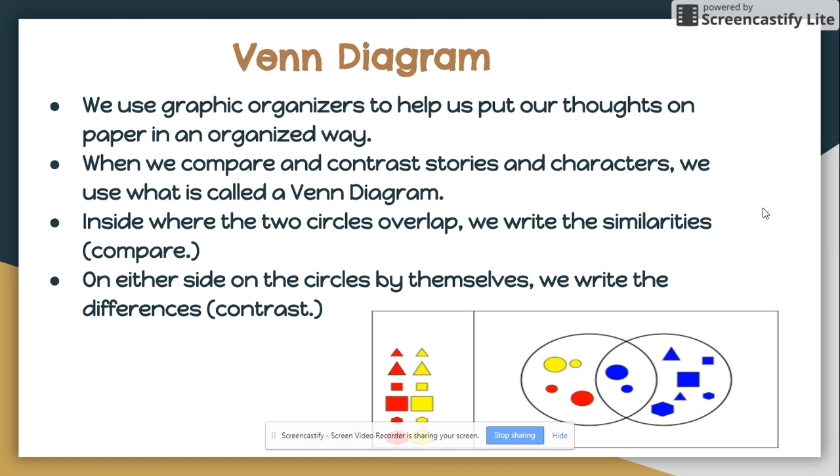Now, our next vocabulary term is called a Venn diagram. And it's basically just a really fancy way of saying that we're going to use a graphic organizer to help us put our thoughts on paper in an organized way. When we compare and contrast stories and characters, we use this type of diagram. It's not so important that you remember the name, but it is important that you remember how to correctly fill them out. Inside, where the two circles overlap, we will write the similarities between the two stories. Then, on either side of the circles by themselves, we will write the differences, or how they're different. That's where we will contrast.